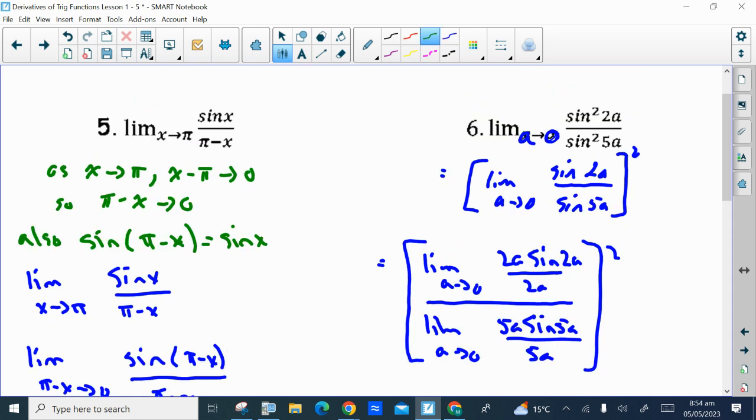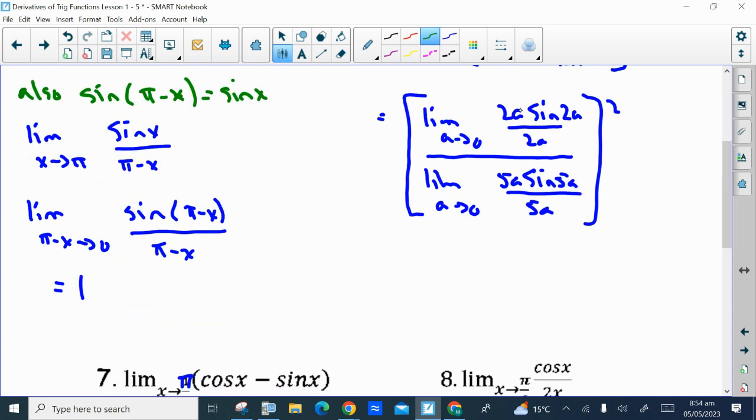So like we did before, the a's will cancel. So that 2 over 5 becomes a constant. Before we take it in front, in this case, we have to square it because it's all inside those big square brackets. Everything inside there is squared, including the 2 and the 5. So this will become 4 over 25 times 1 over 1, or 4 over 25.